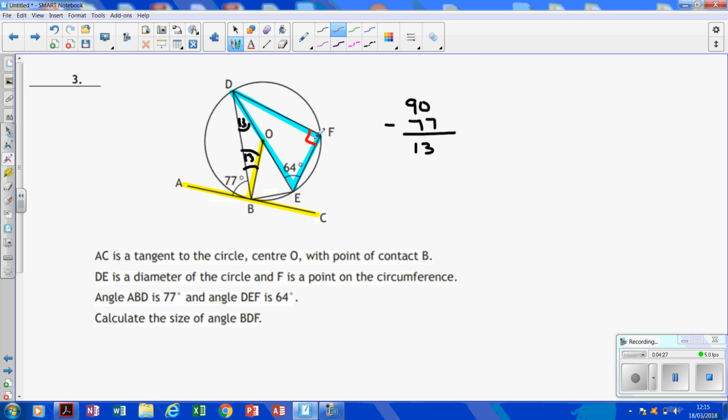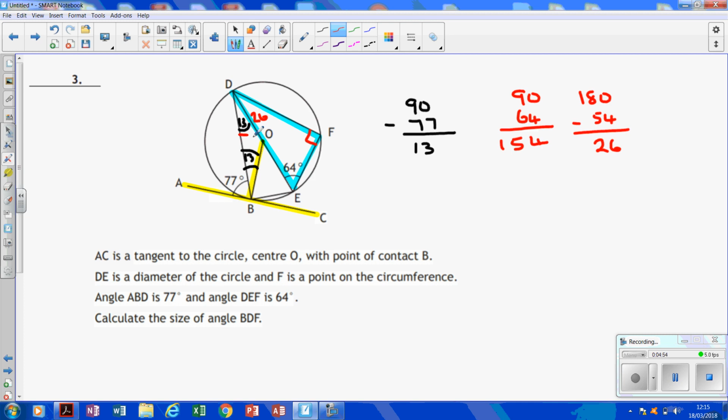So all angles add up to 180. We've used up 90 and 64. So 90 plus 64 will give me 154. So I want to take that away from 180. So 180 take away 154, and when I take that away, I get 26. So the angle in here is 26 degrees.